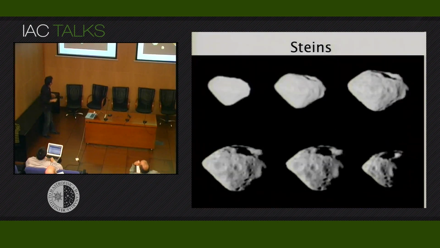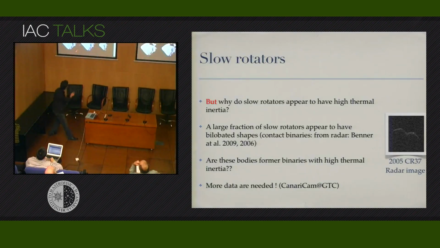What about slow rotators? A large fraction of slow rotators appear to have a bilobated shape. These are radar images. So it might be possible that these slow rotators and binaries both have high thermal inertia because they have a common origin. We don't know. Maybe these slow rotators, these bilobated objects, were once binaries formed by this formation process, which I didn't tell you what it is.